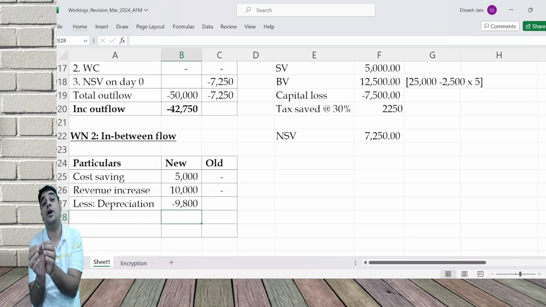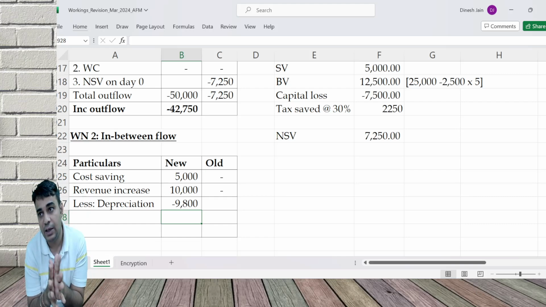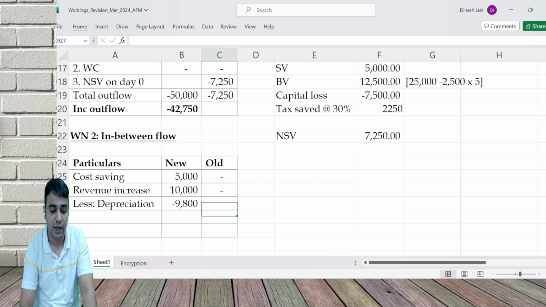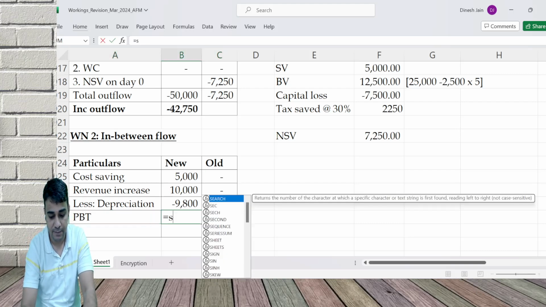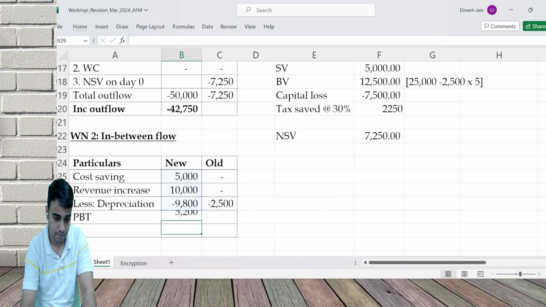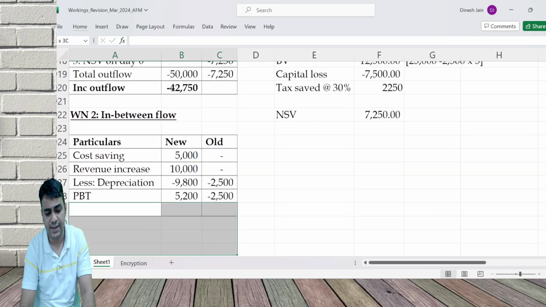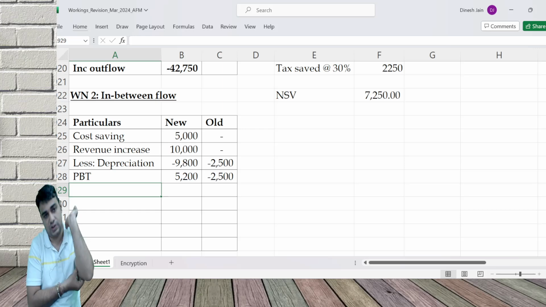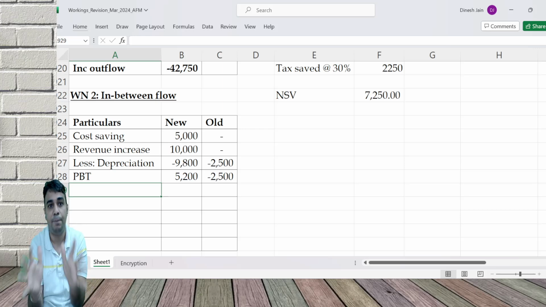That is how we work out a category 1 question. Assume as if you are continuing with the old machine, and assume you have replaced it with the new machine. So new is assuming replacement is done, old is if you had continued. If you had continued, depreciation is... PBT. I'll show you the ICI answer, which is easier to understand, but I want you to do it this way only, so that you first get a grip of the cash flow and then you do whichever approach is comfortable for you.